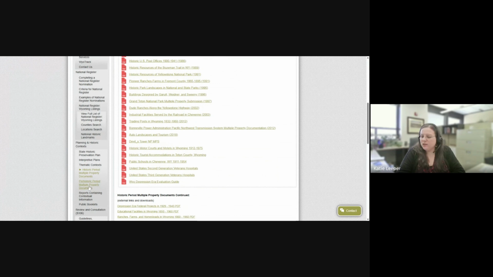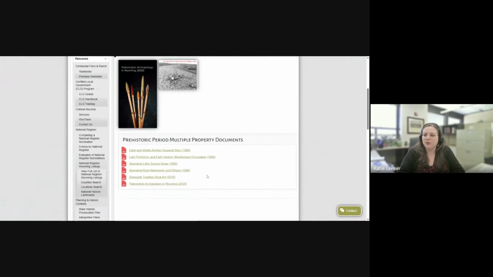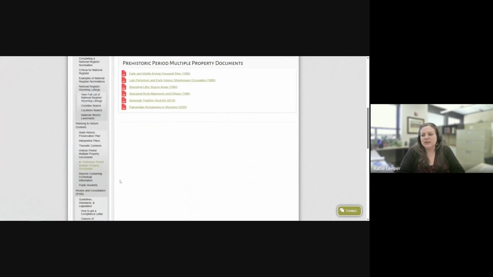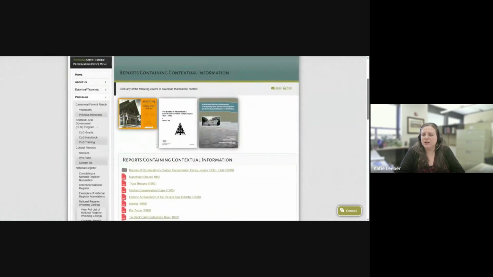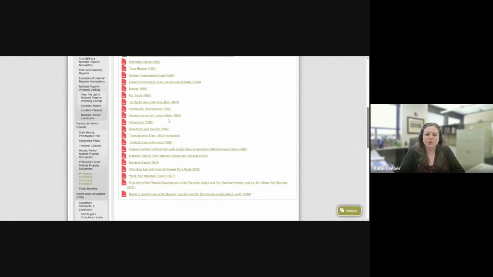You might not need them quite as often, but there are also prehistoric multiple property documents. This can be about specific sites, such as Paleo-Indian archaeology in Wyoming. So we have all these resources that you can just download. We have old publications and contextual information, so they'll talk about the fur trade or the oil industry. This is the sort of background that the Park Service is asking you to consider before you start your survey and while you are doing it, to make sure you're not missing out on certain parts of history that could mean you're overlooking particular buildings or something.